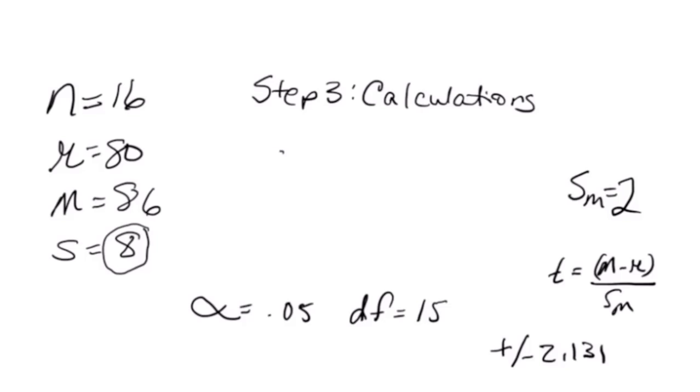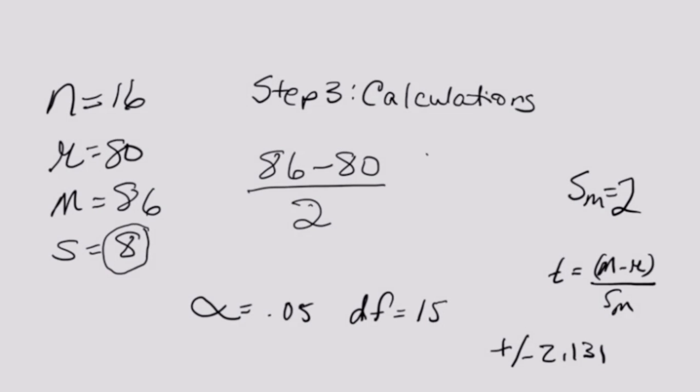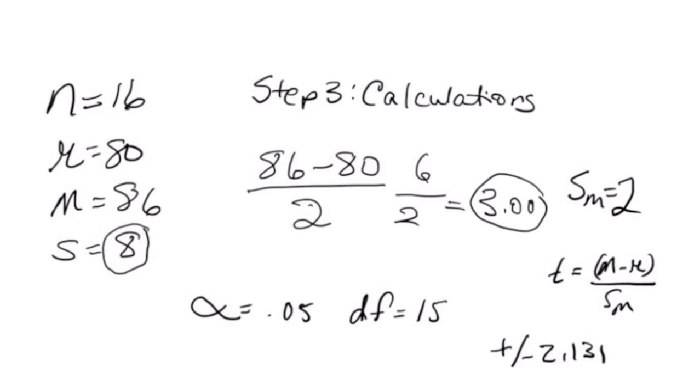Now that we know our standard error, we can plug everything into the formula. I have my mean of 86 minus the population mean of 80 divided by the standard error of 2. So basically that's 6 divided by 2, which gives us a calculated t-statistic of 3.00. So the question is, is this more extreme than our critical boundary? That will be our step 4.